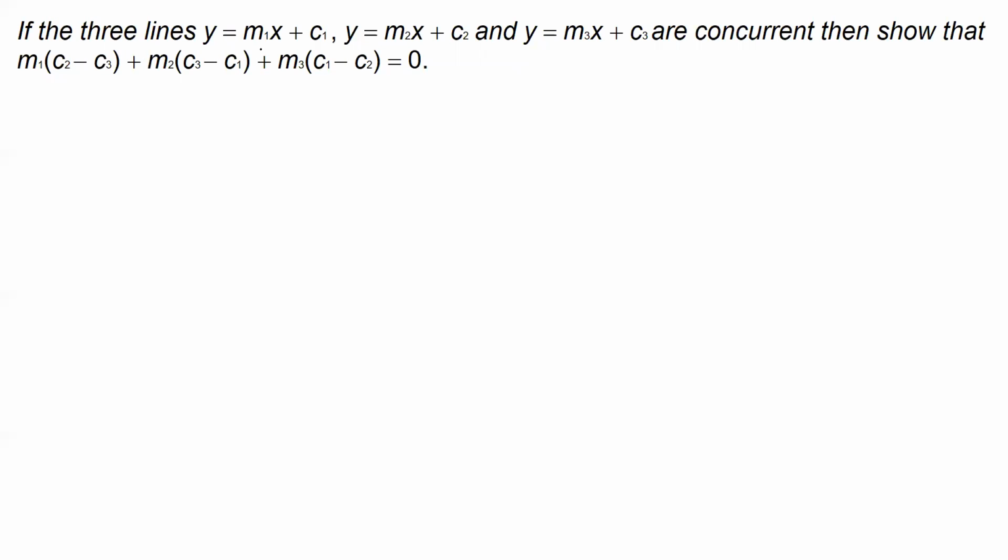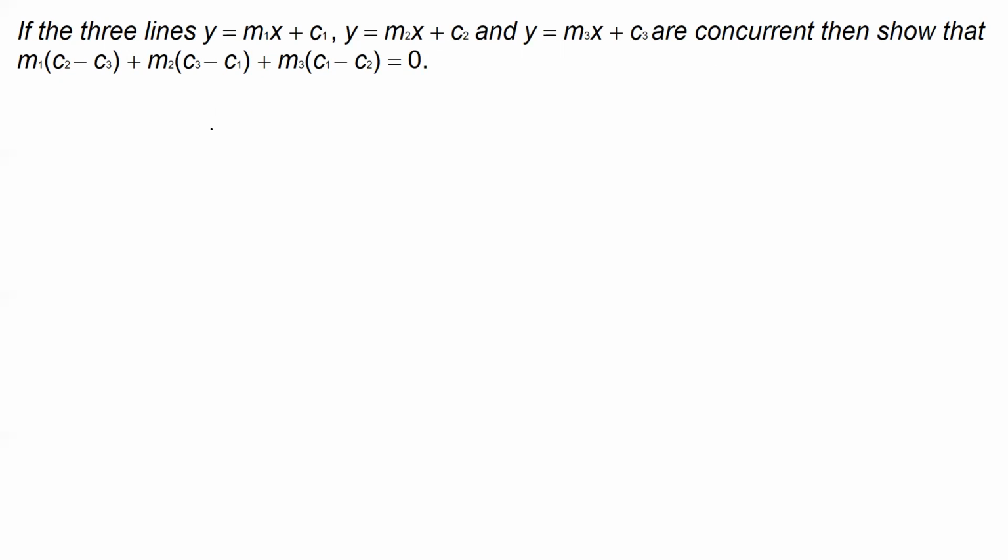If three lines y = m1x + c1, y = m2x + c2 and y = m3x + c3 are concurrent, which again means that they all pass through the same point, my mistake, then show that this thing holds. All right, so we are given that there are three lines and all of these are concurrent, meaning they pass through one single point. Then we need to show something.